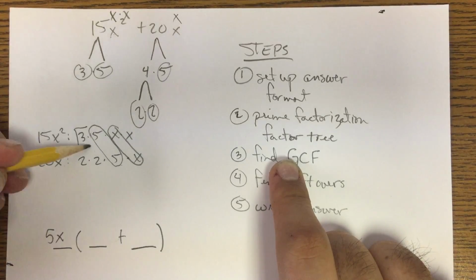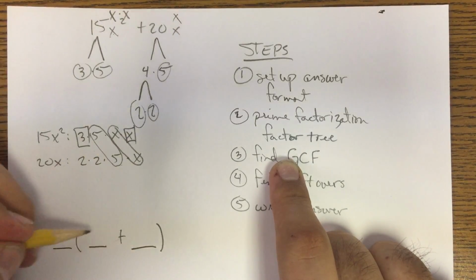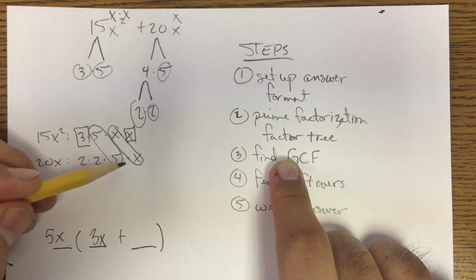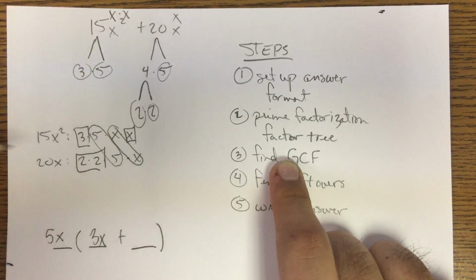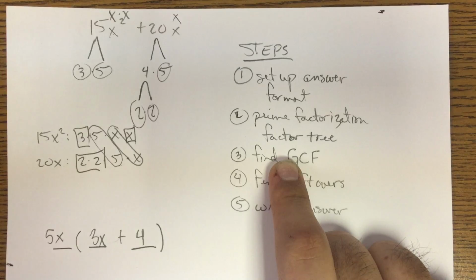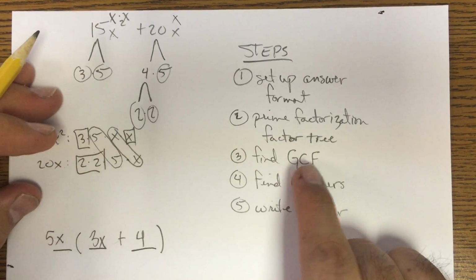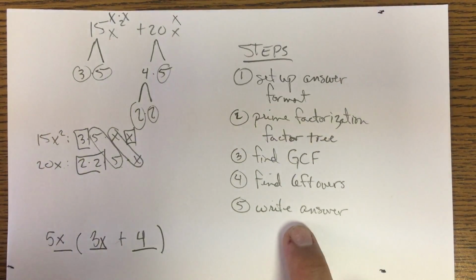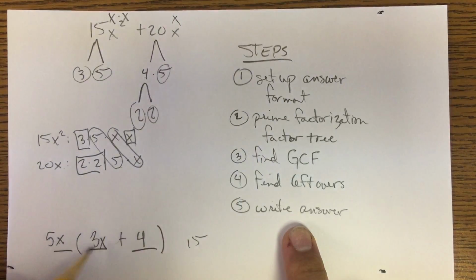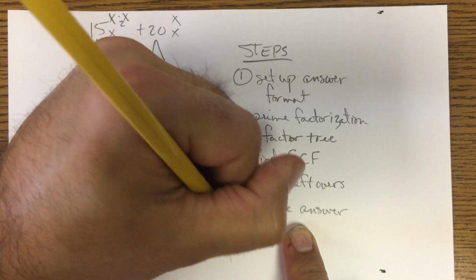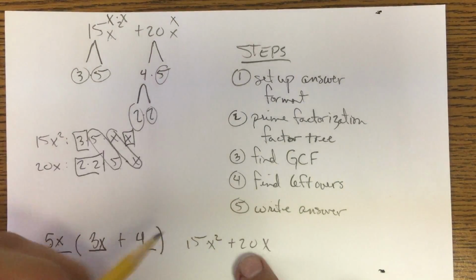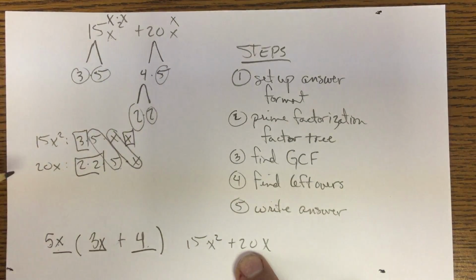What's left over? 3 and an x. So I write 3x. What's left over here? 2 times 2 is 4. So I found the greatest common factor, I found the leftovers, and I wrote my answer. Now, if I multiply this out, if I distribute it, 5 times 3 is 15. X times x is x squared. 5 times 4 is 20, and I've got an x. And look, that's my original expression.